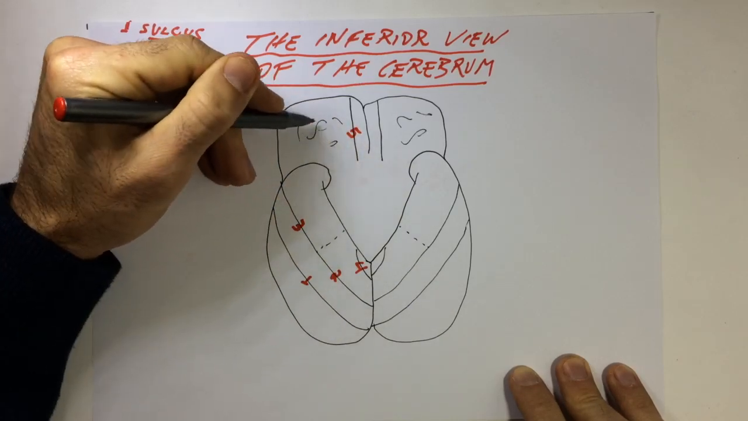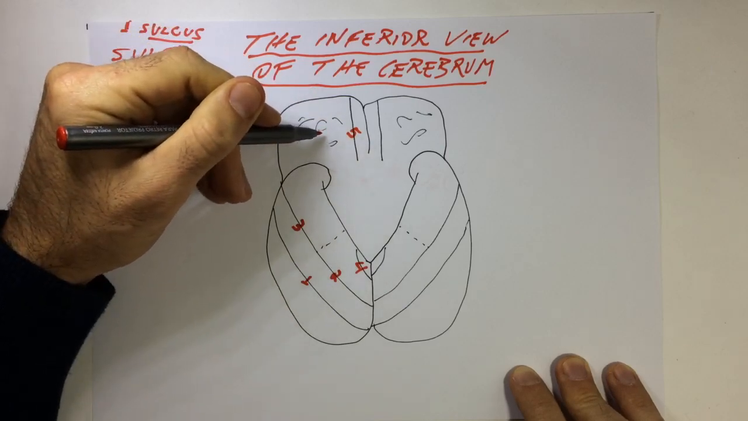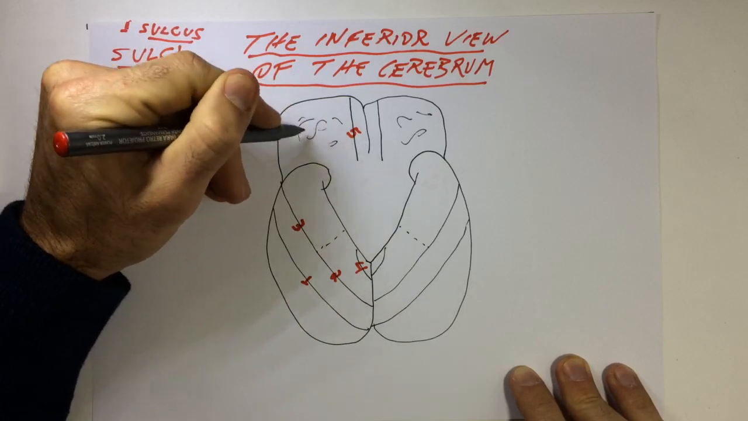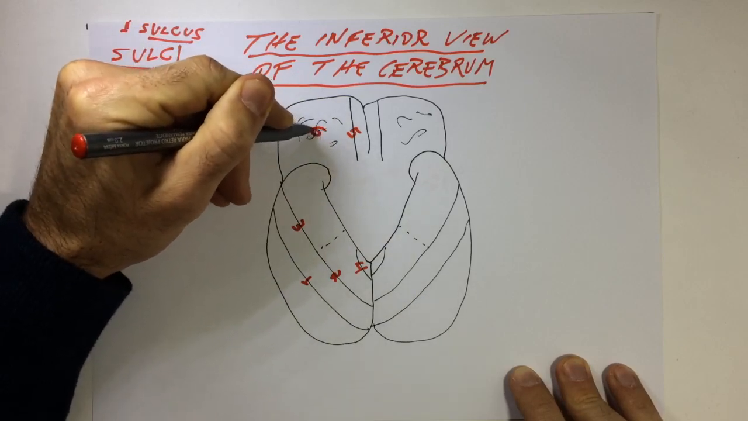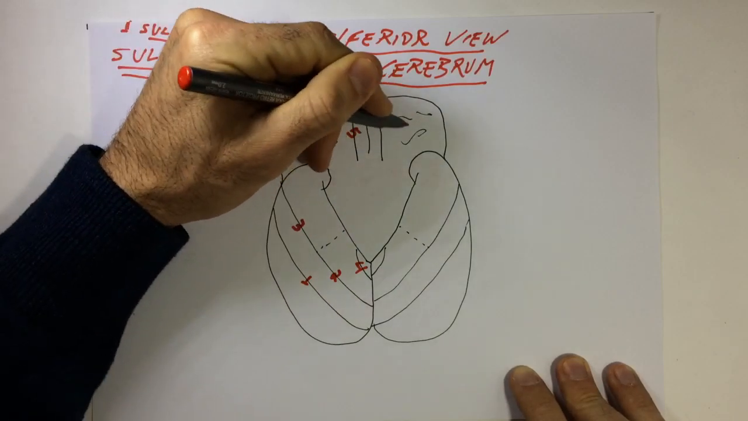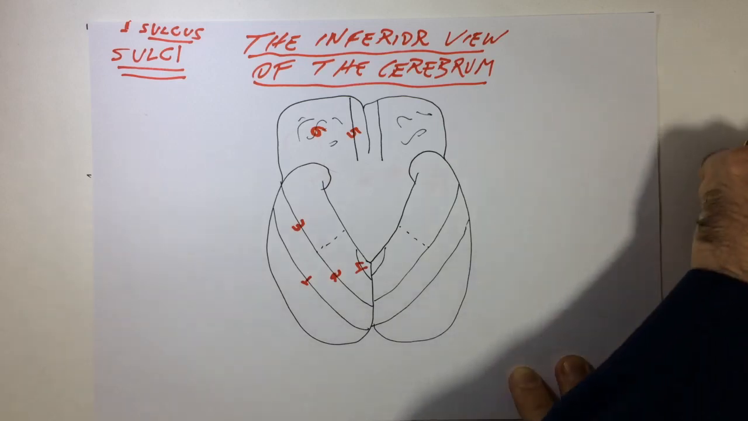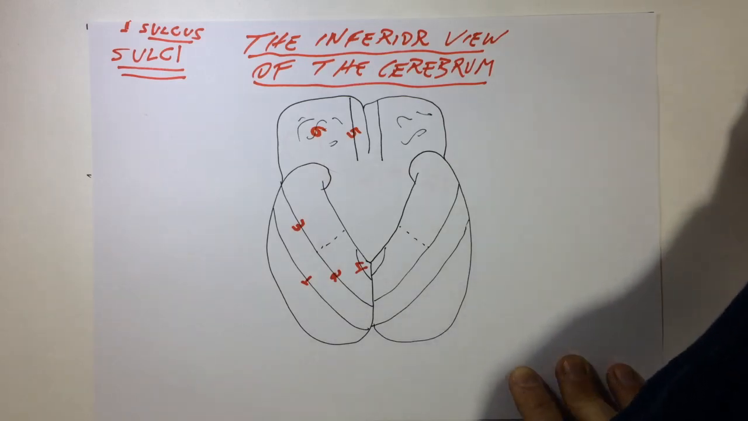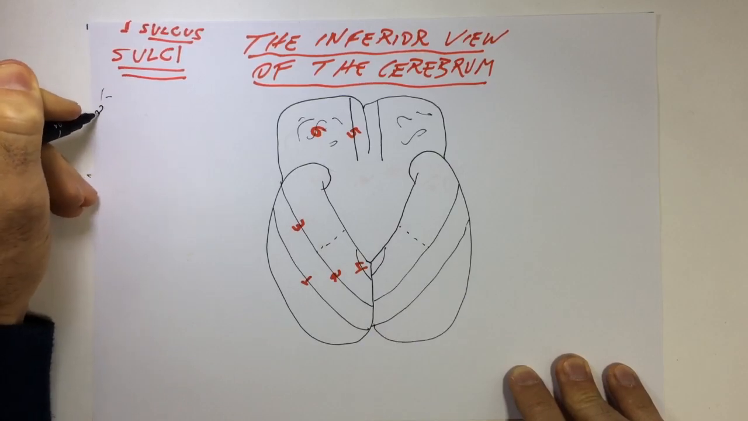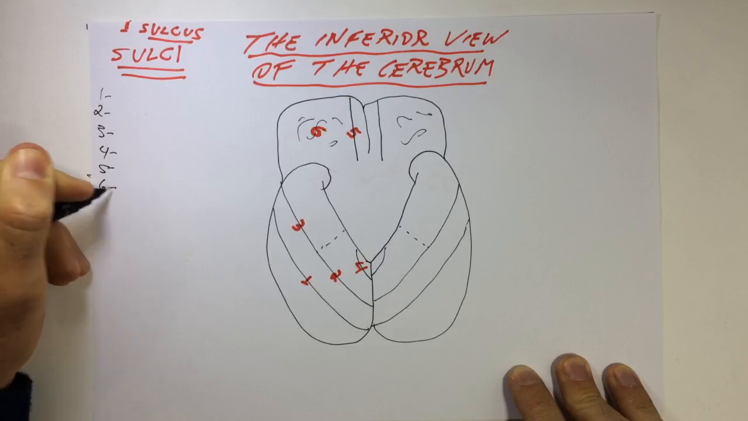And we have a lot of sulci here that have the same names. So all of these sulci here, I'm gonna just put a 6. That's gonna represent all the sulci here, here and here. Like I said, it's the same. So let's start here by naming these sulci. So 1, 2, 3, 4, 5, 6.